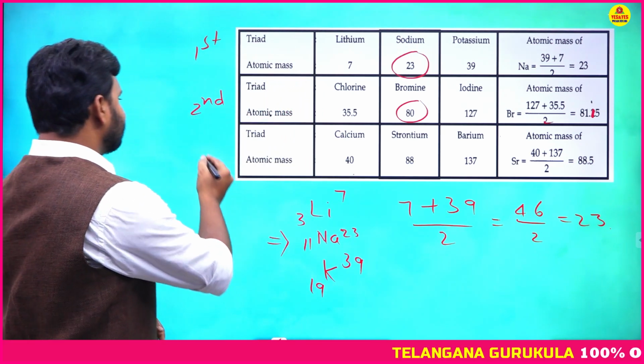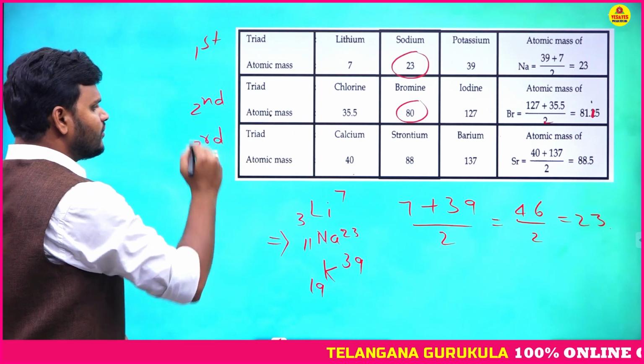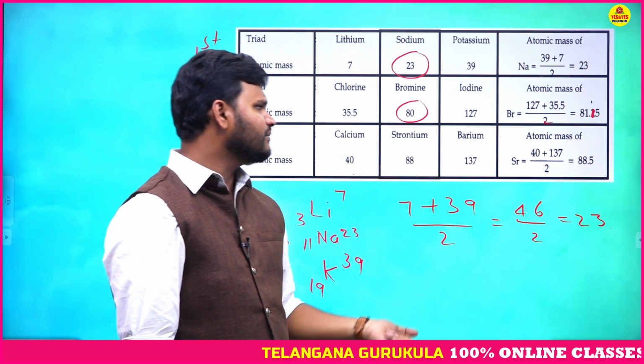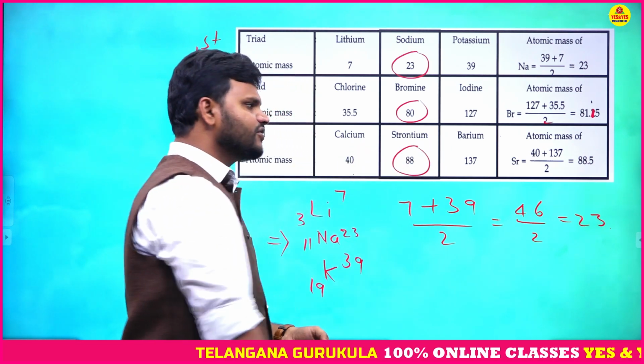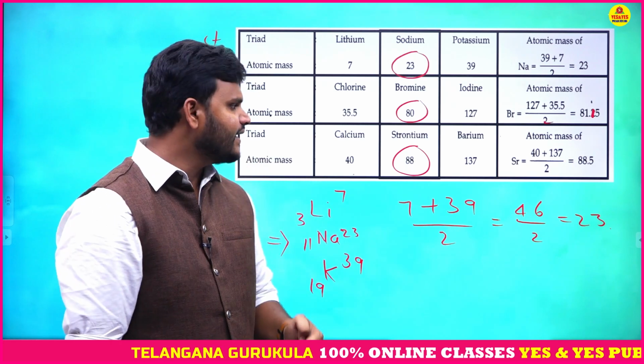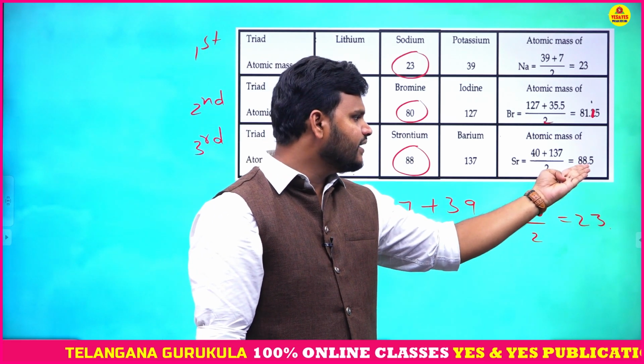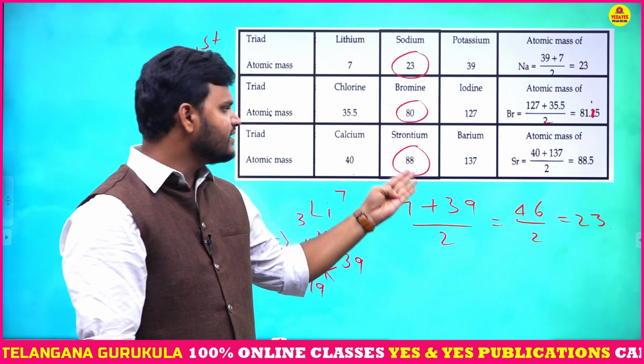Next, the last and final triad, the third triad. What is the third triad? This one: calcium, strontium, barium. Same logic. The middle element is strontium, and its atomic mass is 88. When you take the average, you will get 88.5. But what is the value here?